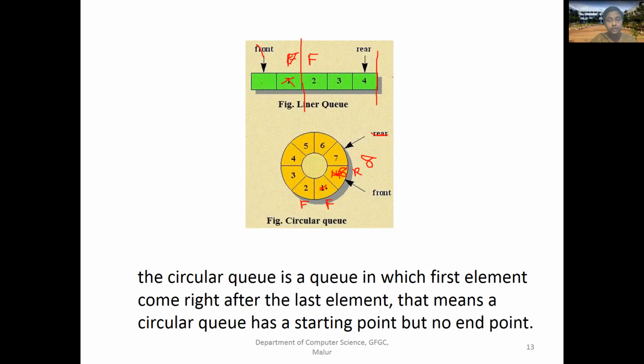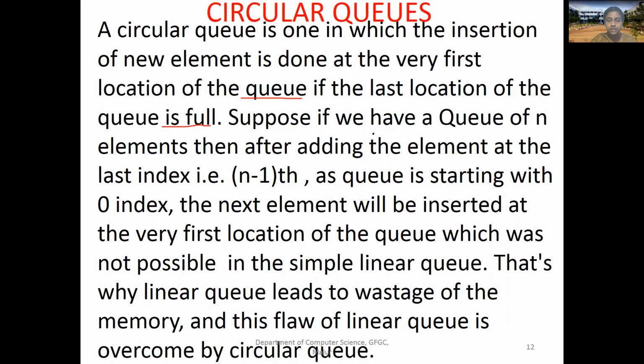In linear queue, since we keep on moving the front position, incrementing it, all these spaces are becoming waste. But in circular queue, we can use all the locations fully until the queue is full. Okay. For this reason, circular queue has some more advantages. See the explanation. Suppose you have a queue of n elements, then after adding an element at the last index, the queue is starting with index 0.